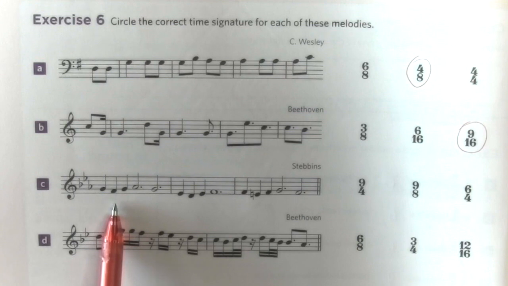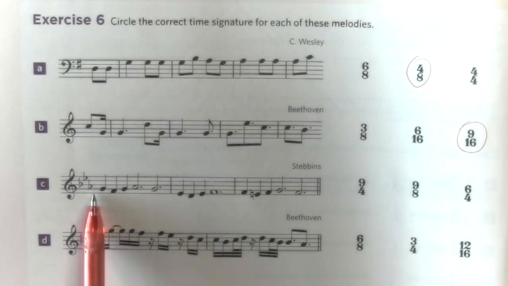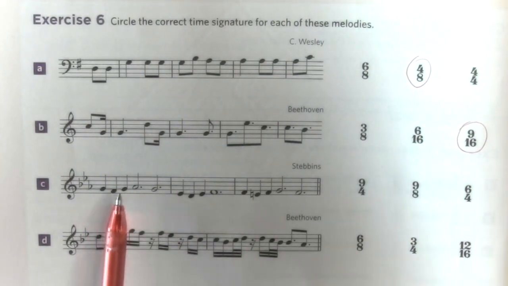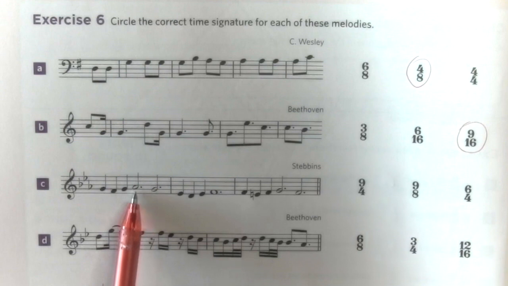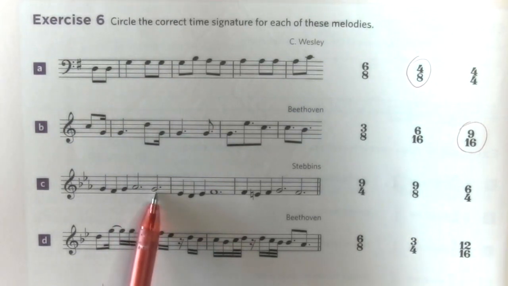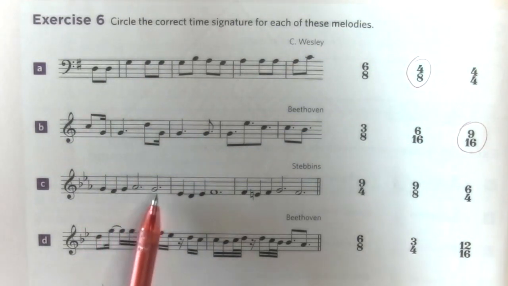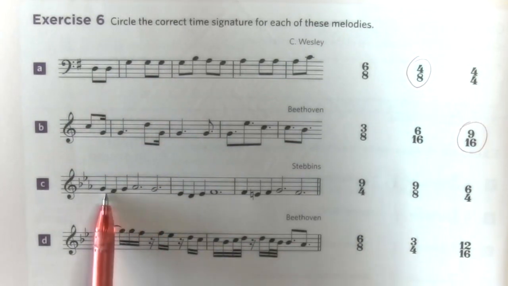Certainly, this is another compound time, and we don't have an anacrusic start here. It's in crotchets. 1, 2, 3 crotchets. 1, 2, 3, 1, 2, 3. So this is 9/4. Now, why is it not a simple time?